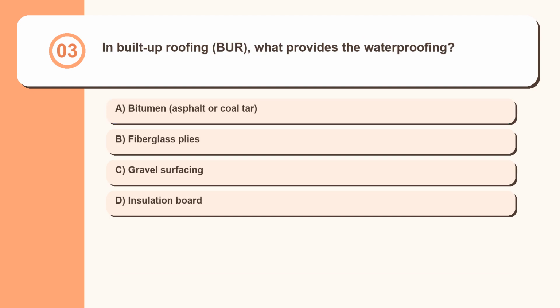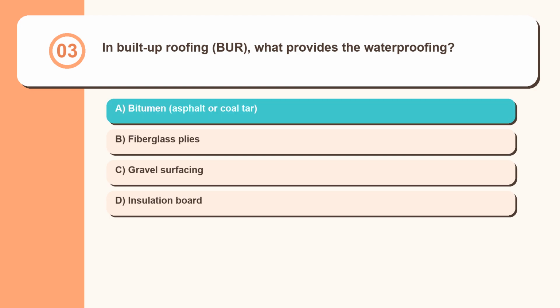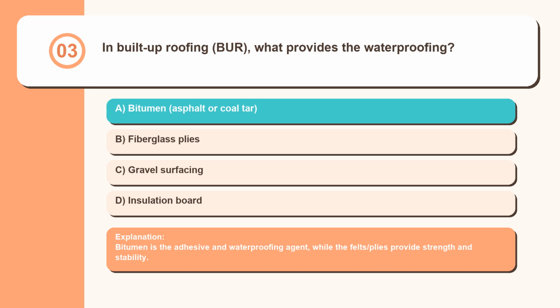Question 3. In built-up roofing, what provides the waterproofing? Bitumen (asphalt or coal tar), fiberglass plies, gravel surfacing, insulation board. Bitumen is the adhesive and waterproofing agent, while the felt/plies provide strength and stability.